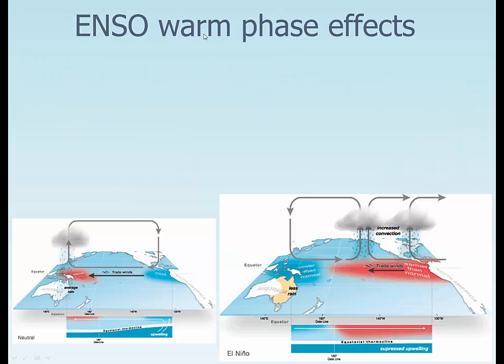The warm phase of the ENSO is called the El Niño. And the El Niño, like I said, is warmer water, higher sea level. So it brings warmer water up towards the surface, blows it across the surface of the ocean.